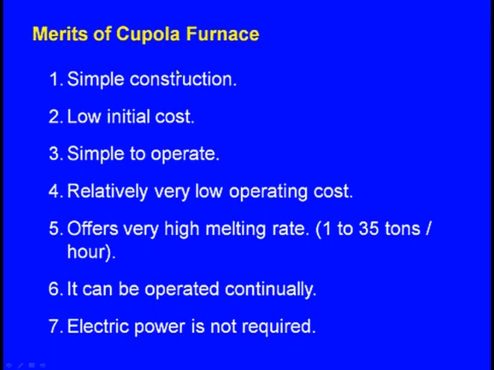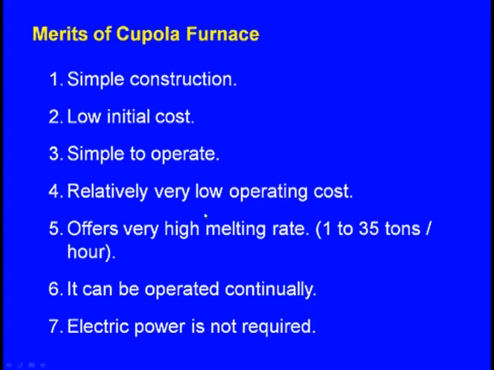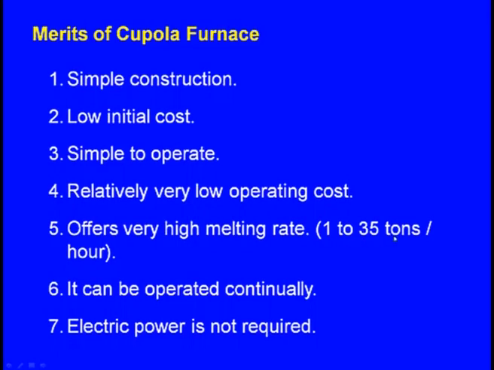These are the merits of cupola furnace. Simple construction. What is cupola furnace? It is a cask or a barrel, just a cylindrical shell. Low initial cost, it is not very costly, and it is simple to operate. Relatively very low operating cost, the cost of operation is not high. We need fuel, maybe coke or oil, and it offers a very high melting rate. You see, 1 to 35 tons per hour can be melted, that much charge can be melted per hour.